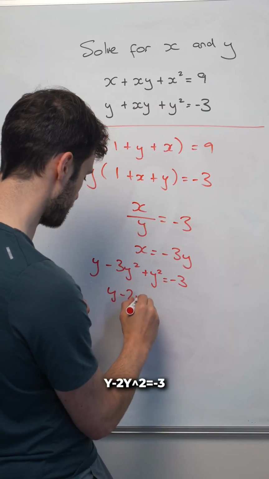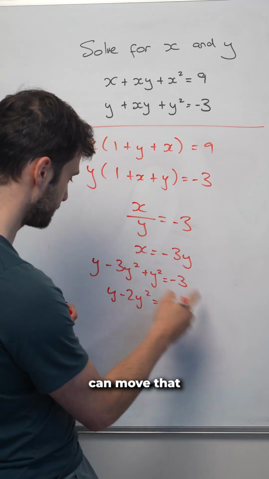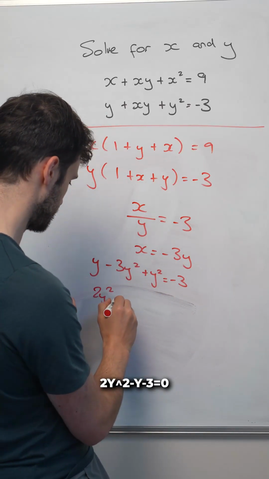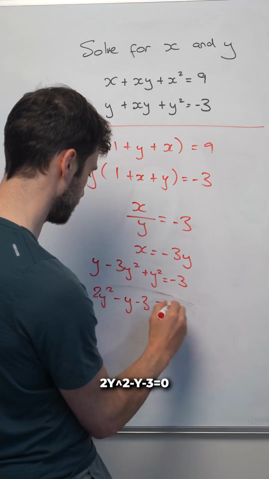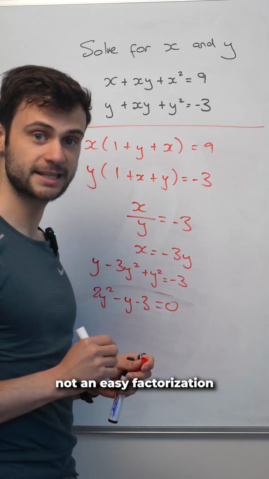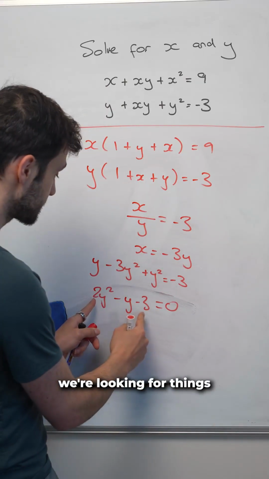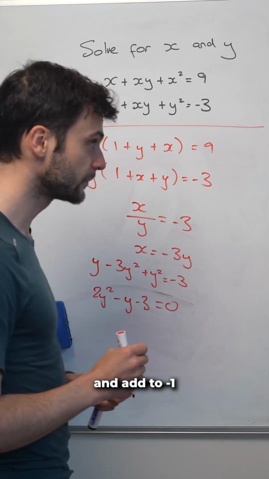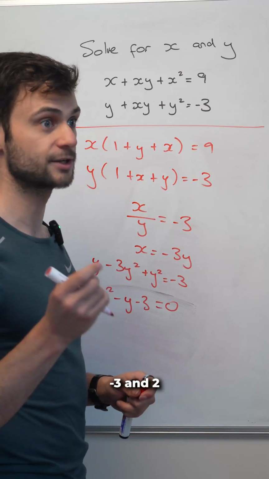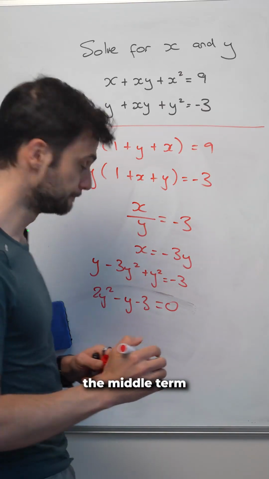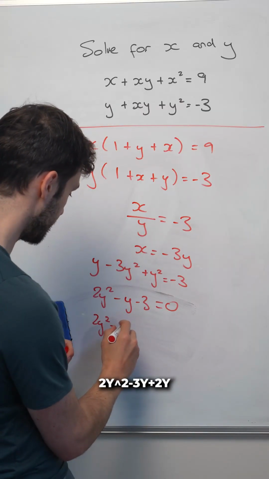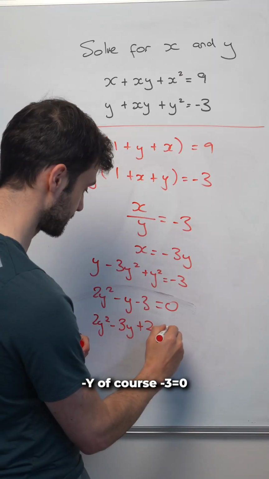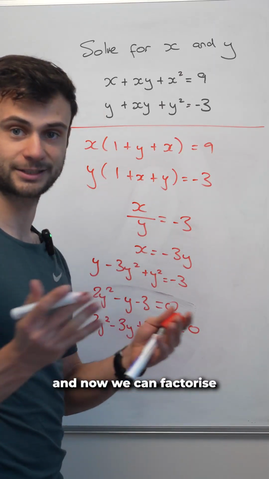Collect the like terms, y minus 2y squared equals minus 3. We can move that all onto the other side. So we'll get 2y squared minus y minus 3 equals 0. Now, not an easy factorization, but not impossible as well. We're looking for things that multiply to minus 6 and add to minus 1. So you can do minus 3 and 2. And that's how we're going to split the middle term. So we get 2y squared minus 3y plus 2y adds to minus y, of course. Minus 3 equals 0. And now we can factorize this nicely.